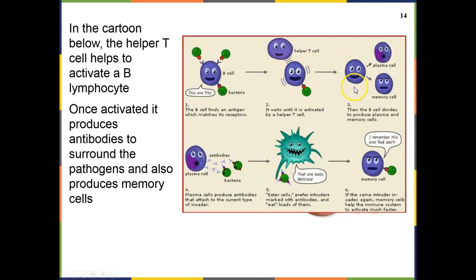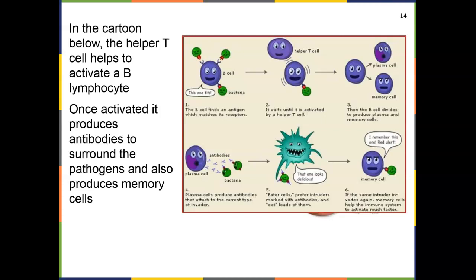The B cell then is going to proliferate into multiple clones of itself and differentiate into either plasma cells, which are up here, or memory cells that remember the pathogen. Plasma cells produce antibodies. Antibodies will then attack those bacteria or viruses or whatever it is that is causing the disease, right? The pathogen.